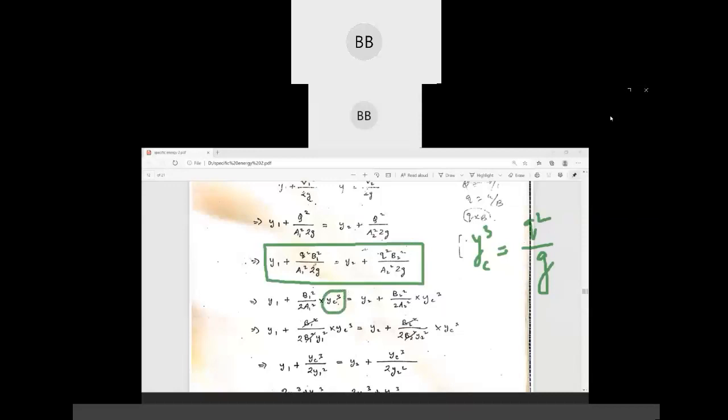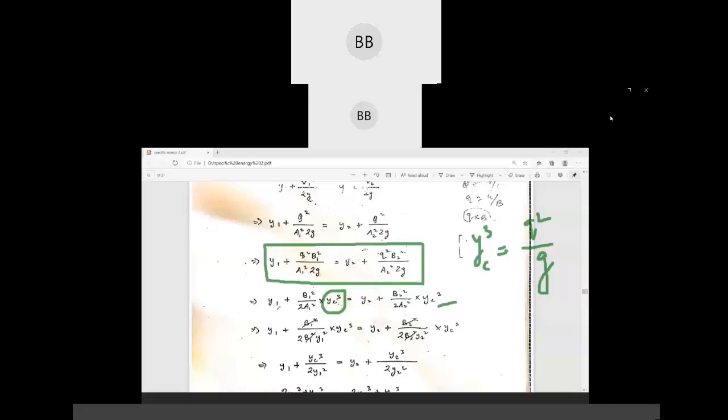yc cube, and the other term will be left, then b1 square divided by twice a1 square. Only q square by g, in place of q square by g, we have written yc cube. So here also, q square by g, in place of q square by g, yc cube.